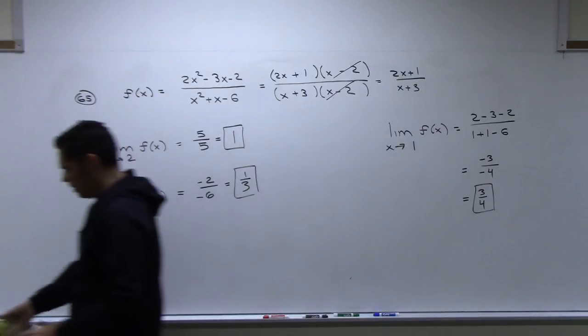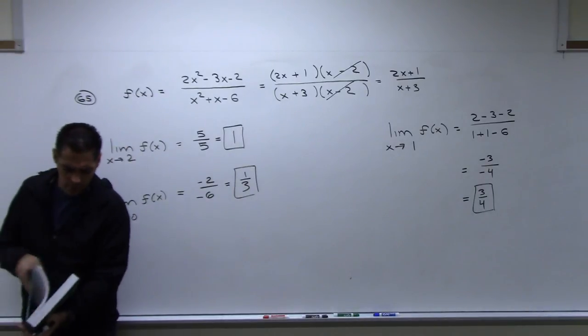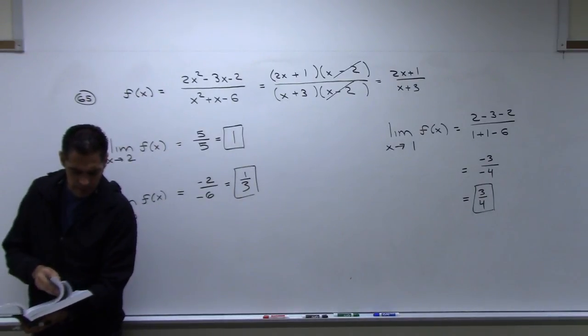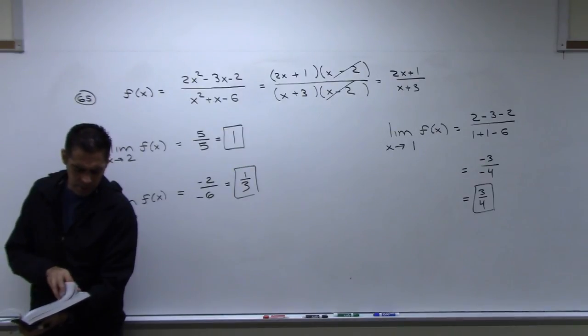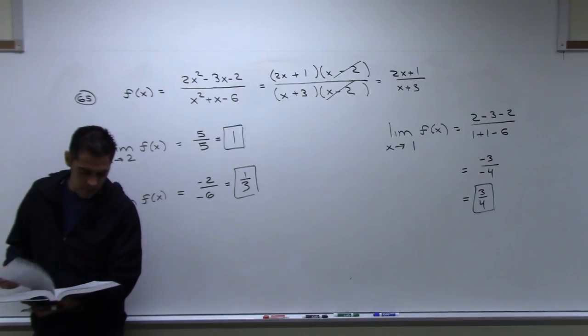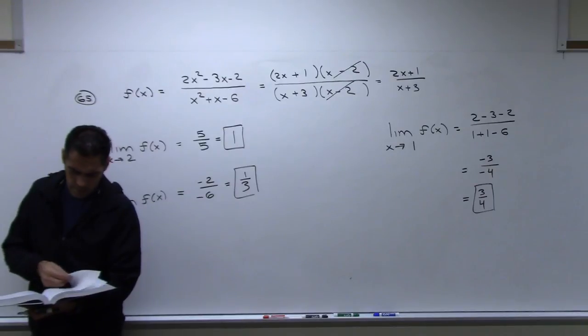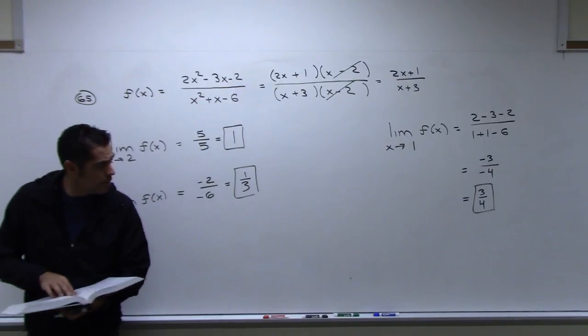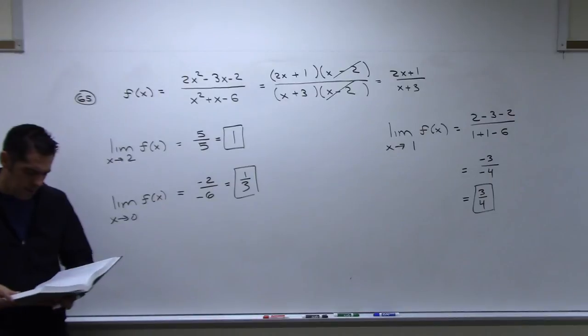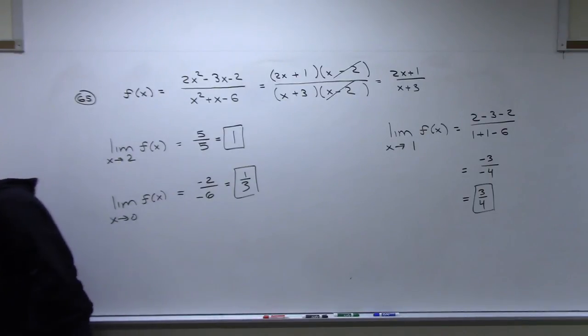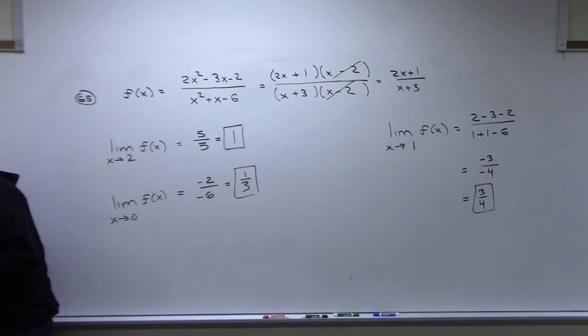Okay, that should be it. I'm just going to double check that because I went through that really quick. You can double check the arithmetic there, make sure I got all my numbers right. Number 63, 3/4, yeah, 1/3 and 1. Okay, that does it for that section. That was a lot of work.